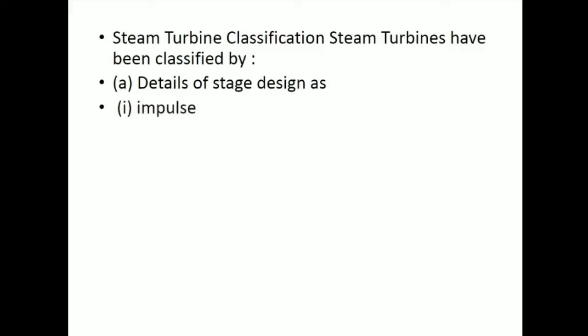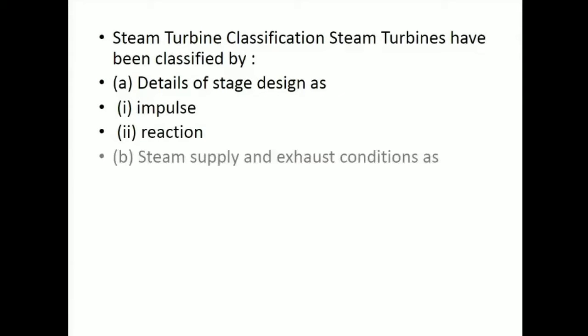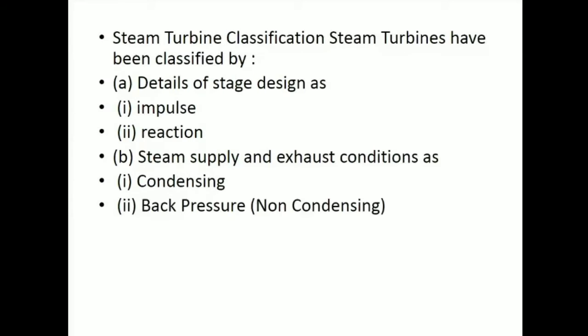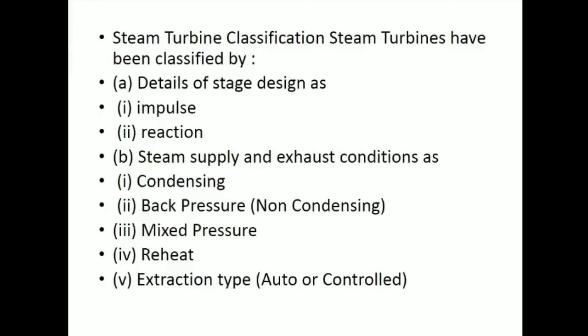Steam turbine classification. Steam turbines have been classified by details of stage design as impulse and reaction turbines. Then, according to steam supply and exhaust conditions, they are classified as condensing, back pressure, that is non-condensing type, mixed pressure, reheat, and extraction type.